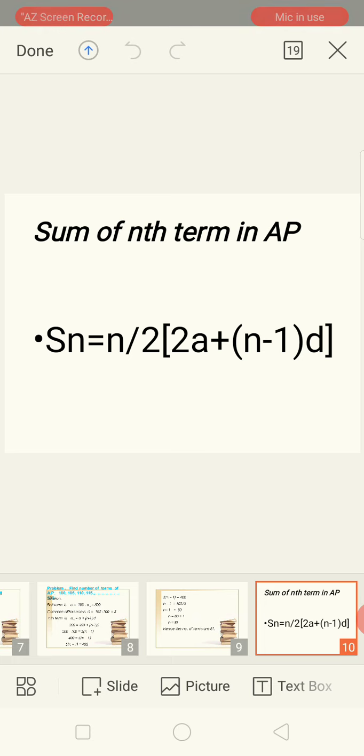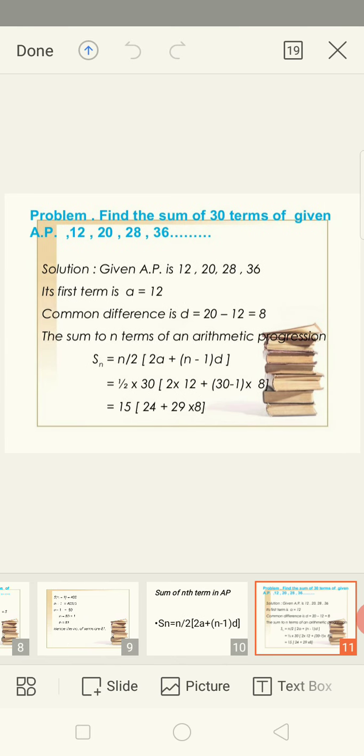Next concept, sum of n terms in AP. Sn is equal to n by 2 into 2a plus n minus 1 into d. Problem, find the sum of 30 terms of the given AP 12, 20, 28, 36. So in this given AP, the first term is equal to 12. It is denoted by alphabet A. Common difference D is equal to 20 minus 12, that is equal to 8.